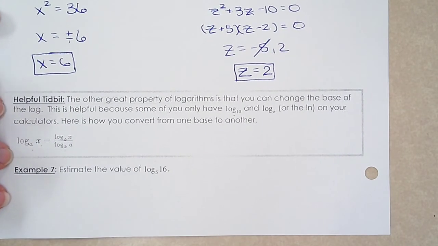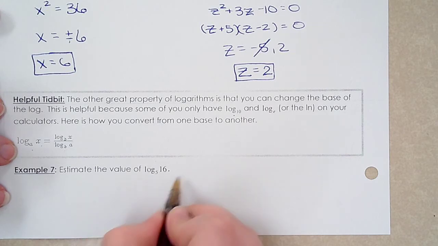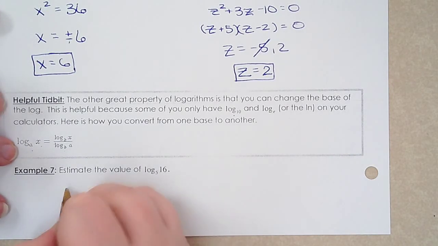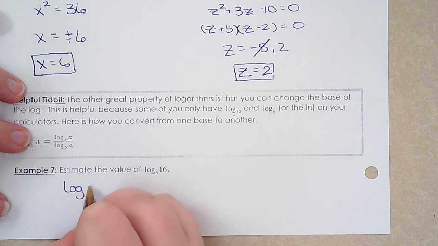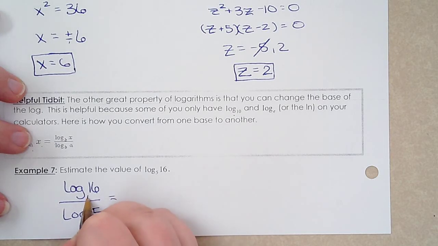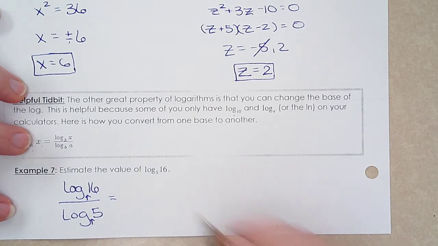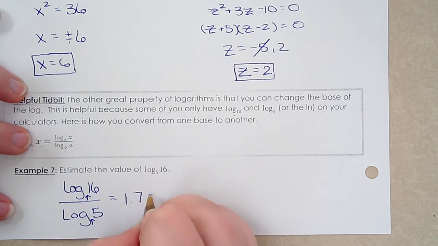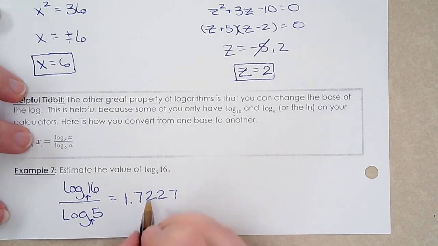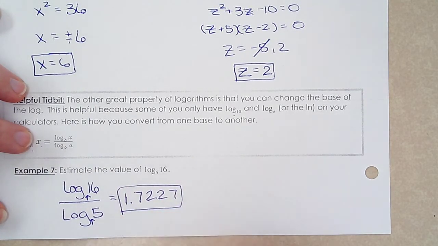Estimate the value of log base 5 of 16. Well, say I can't put that in my calculator because I have one of the simple scientific ones. I can put that in as log 16 divided by log of 5. And my calculator will automatically make these bases the exact same. When it does that, it's just going to divide it for me, and I'm going to get an answer of 1.7227. And that's my final answer.